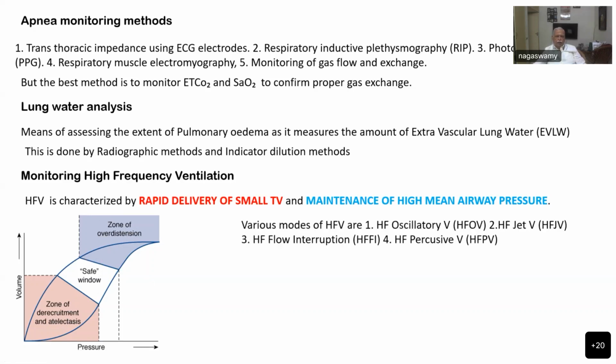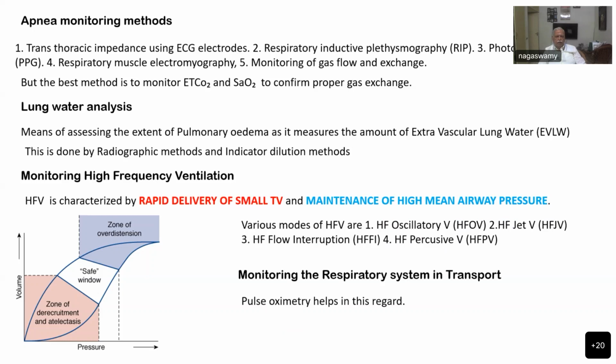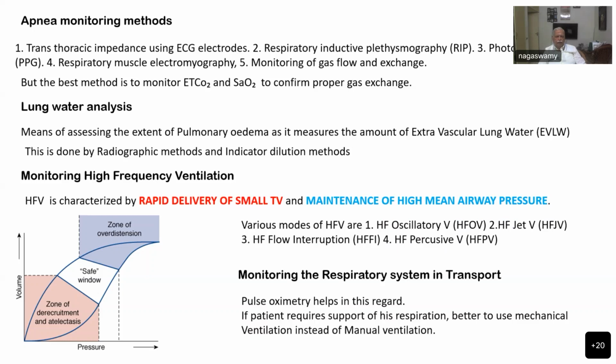So various modes of high frequency ventilation are high frequency oscillatory ventilation, high frequency jet ventilation, high frequency flow interruption, and high frequency percussive ventilation. And for monitoring the respiratory system during transport, pulse oximetry helps in this regard. If the patient requires support of his respiration, it is better to use mechanical ventilation instead of manual ventilation.